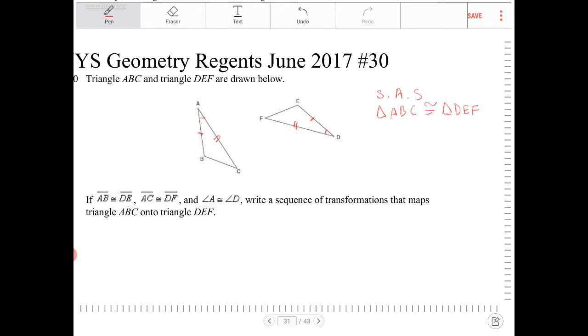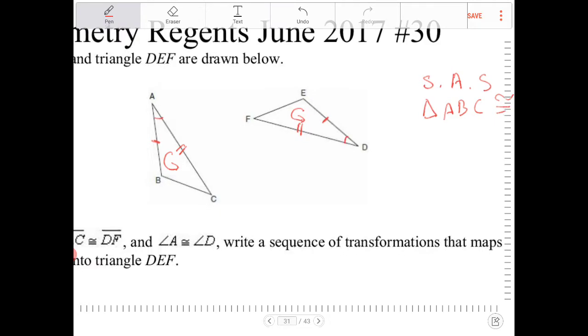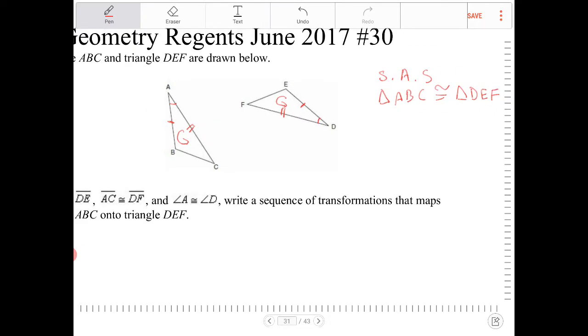Looking at these two triangles, ABC and DEF, this is drawn in a counterclockwise orientation. So there is no reflection that's taken place. There will be a rotation, however. So we will need to rotate this triangle.